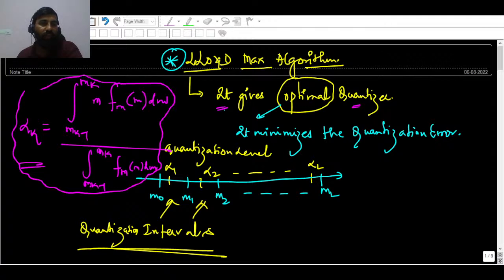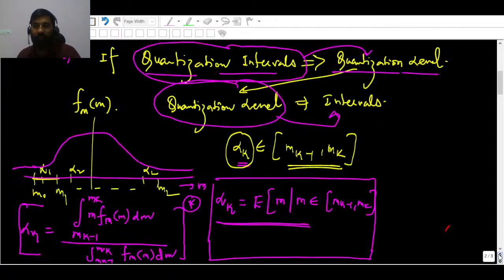for the quantization level alpha k, equal to the integral over the particular interval of x times the density function. This is also known as the conditional mean. This was the rule for choosing the interval and the quantization level. So if the quantization interval is given, you can find the quantization level, or if the quantization level is given, you can find the quantization interval. This was in general discussion, right? So this is the result we have to focus on. The result was this result, okay.